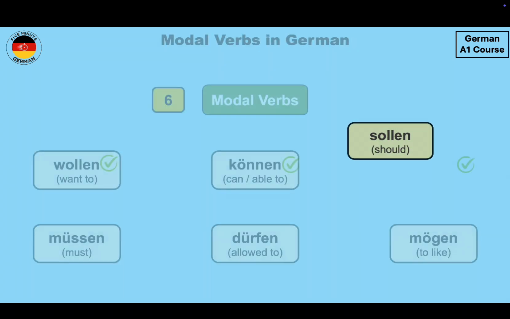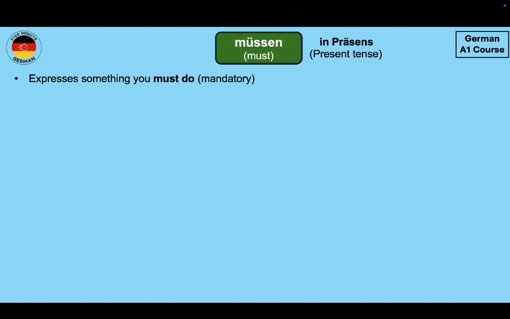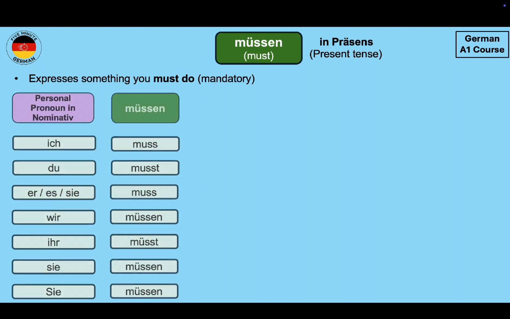Now let's move on. The next modal verb is müssen, which means must, and it expresses something that you must do, which is mandatory for you. The conjugation for müssen in present tense is ich muss, du musst, sie muss, wir müssen, ihr müsst, sie müssen, and Sie müssen.